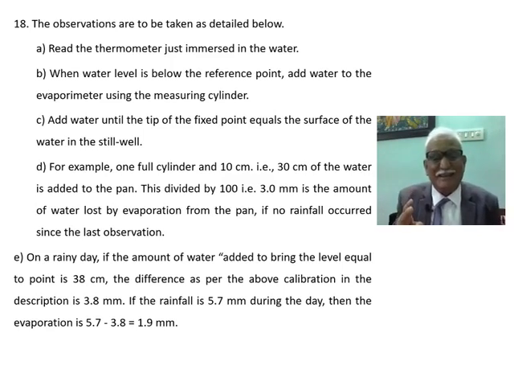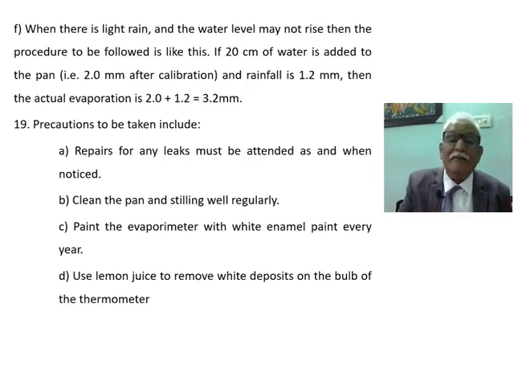Second situation is that rain occurred. Taking the previous example, the water added to bring the level to the point is 38 mm, for example. The difference as per the calculation is 3.8 mm that must have evaporated. However, rainfall occurred. What is the amount of rainfall? 5.7 mm. So 5.7 minus 3.8 is 1.9 mm, the evaporation on that day.